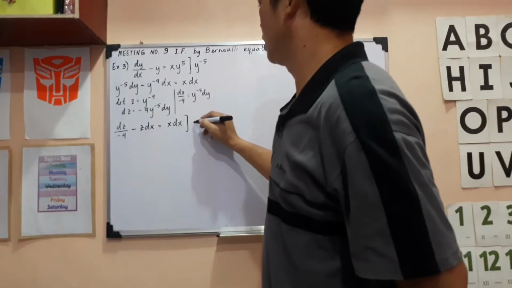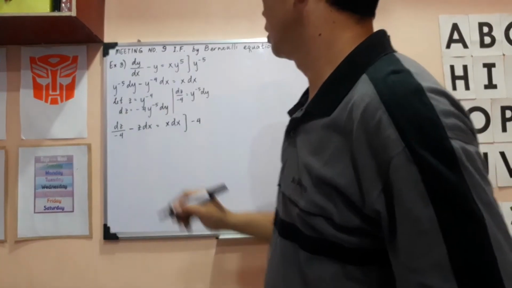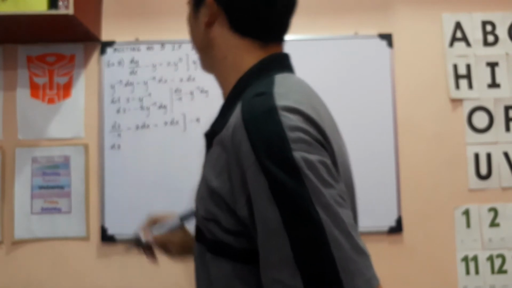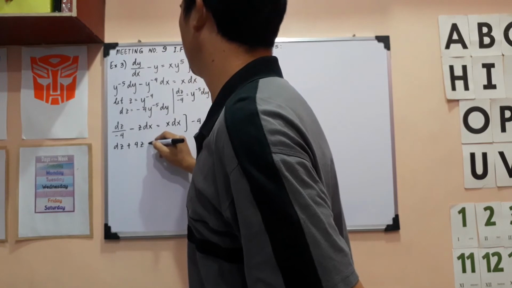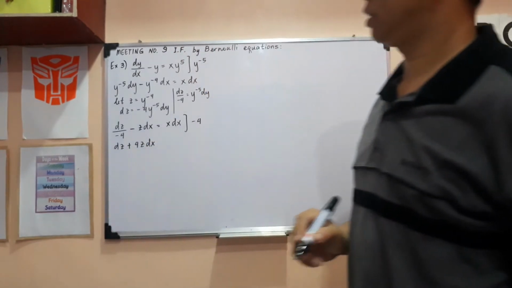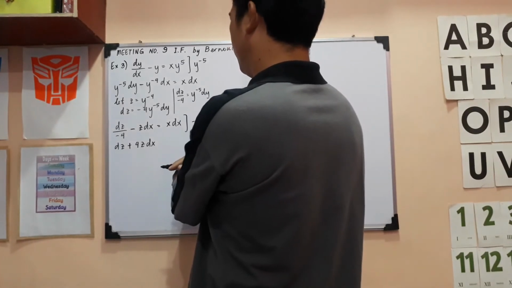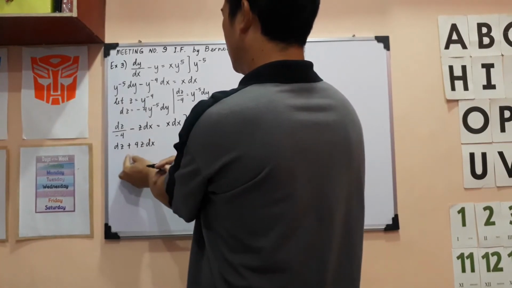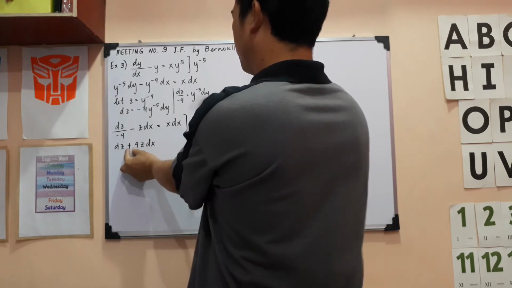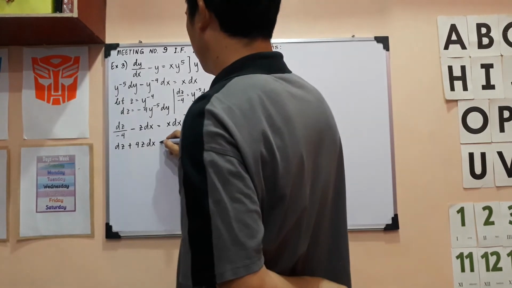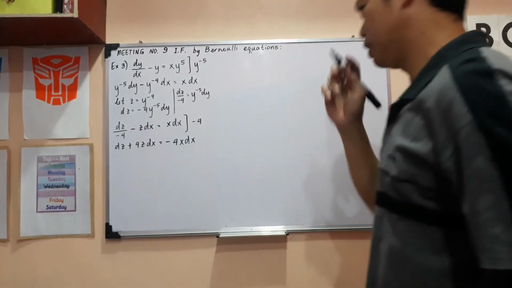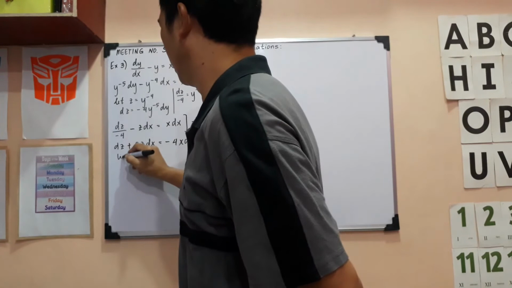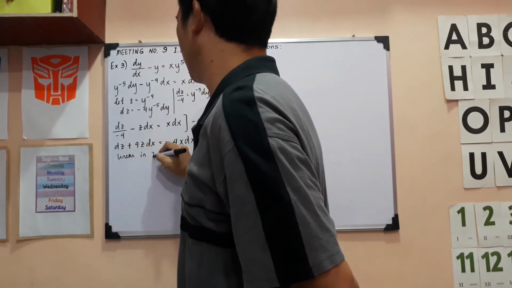I will multiply this by negative 4. So dz plus 4z dx. Okay? So negative 4 is dz plus 4z dx is equal to negative 4x dx. So this is now linear in z.